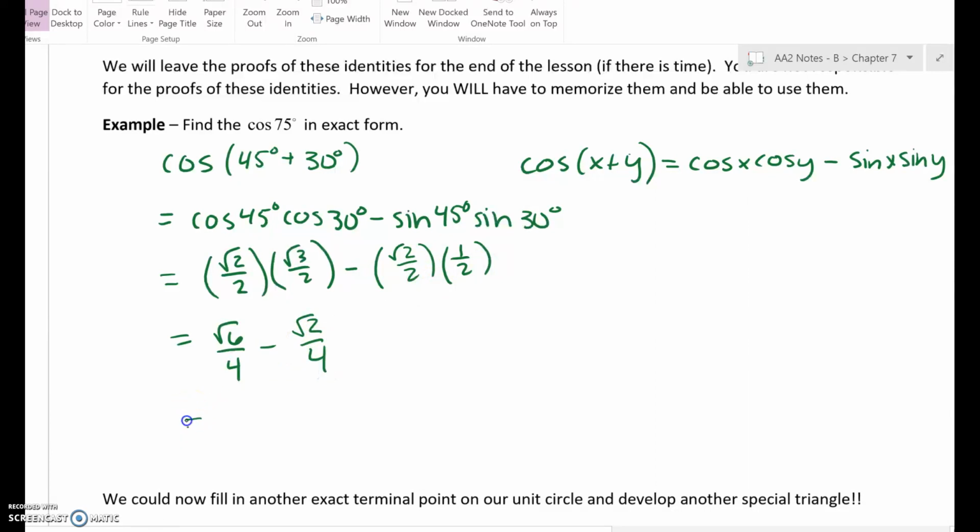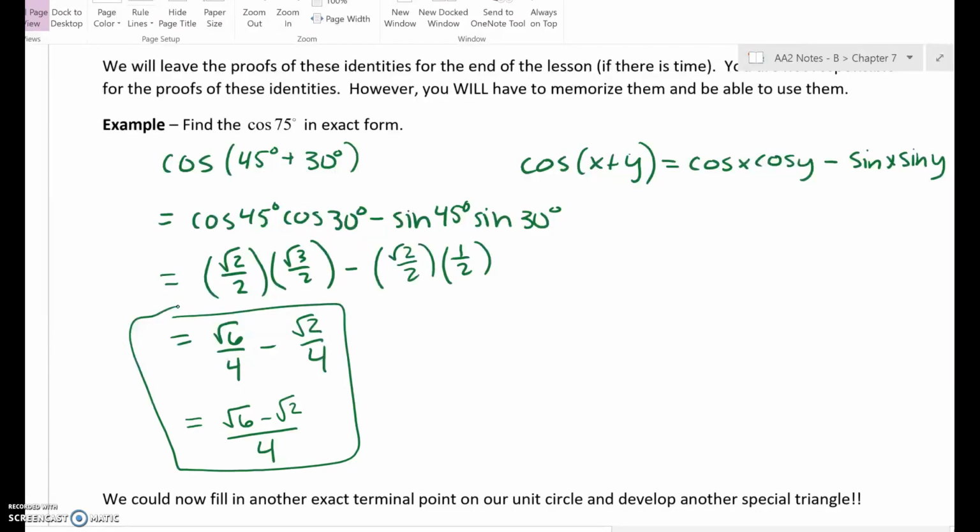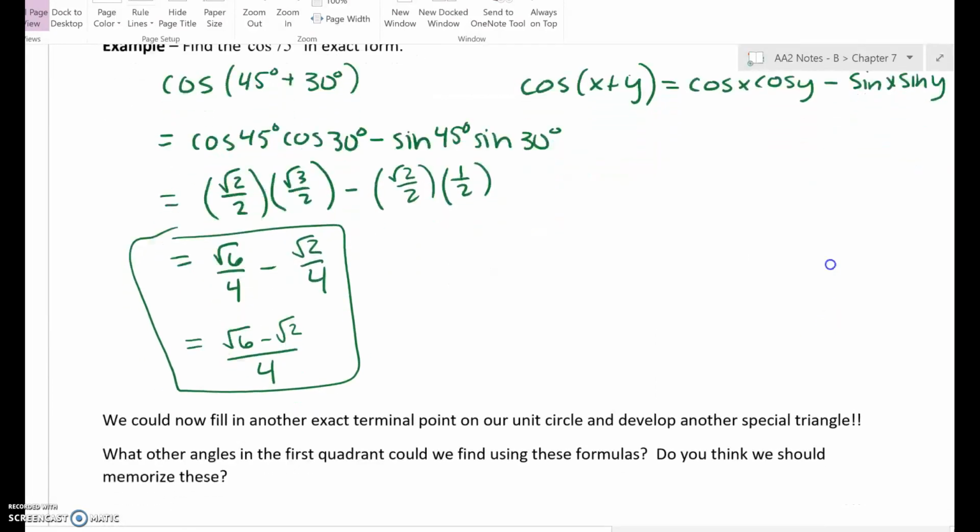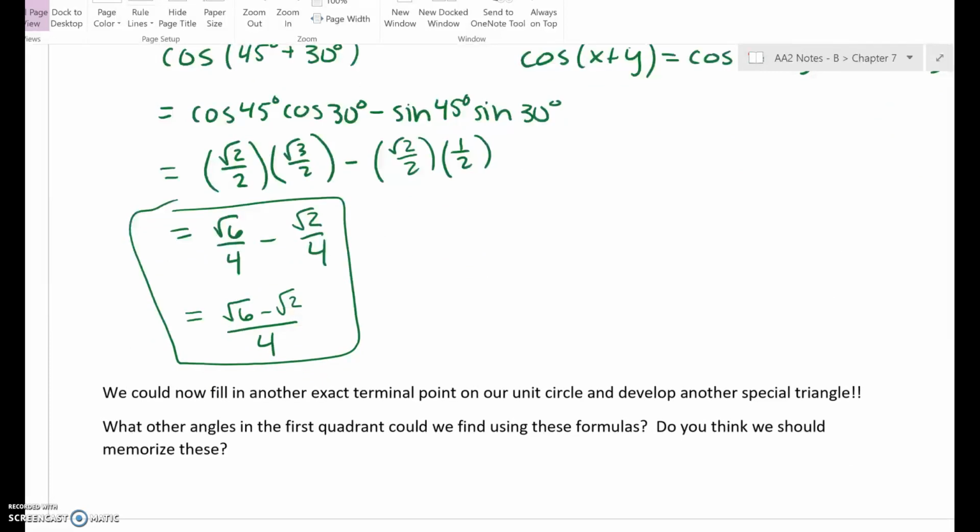So you can leave it separate, or you can combine them together and get root 6 minus root 2 over 4. So either of those answers are good answers. So I now know that the cosine of 75 degrees is root 6 minus root 2 over 4. So we could fill in another terminal point on our unit circle and develop another special right triangle if we wanted with 75 degrees. And there are other ones we could do as well. So we could do 15 degrees by using those same 45 and 30. So another one that we could do in the first quadrant would be 15 degrees.